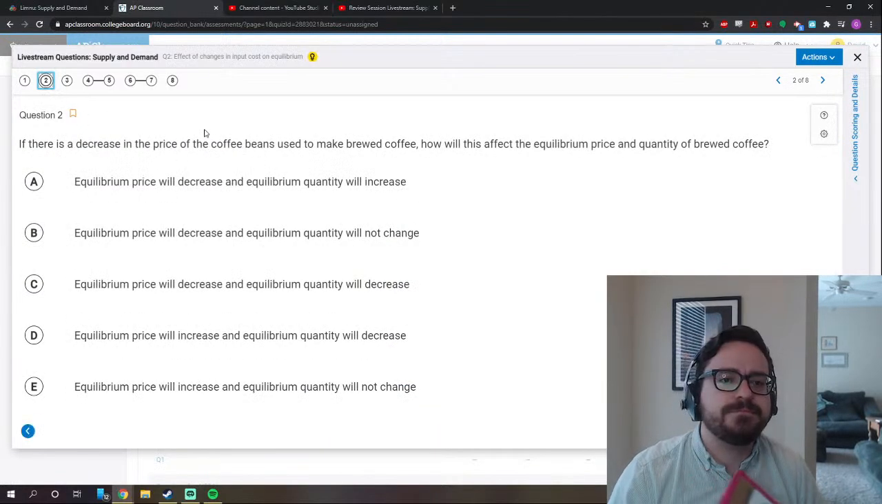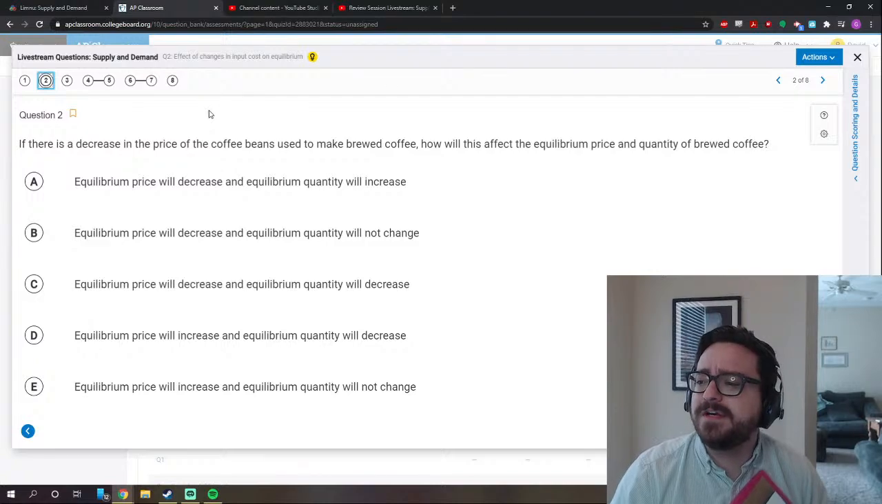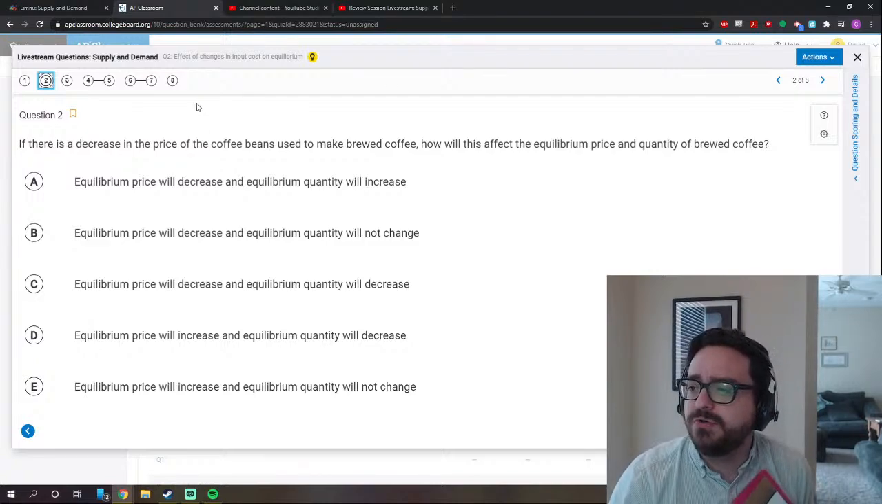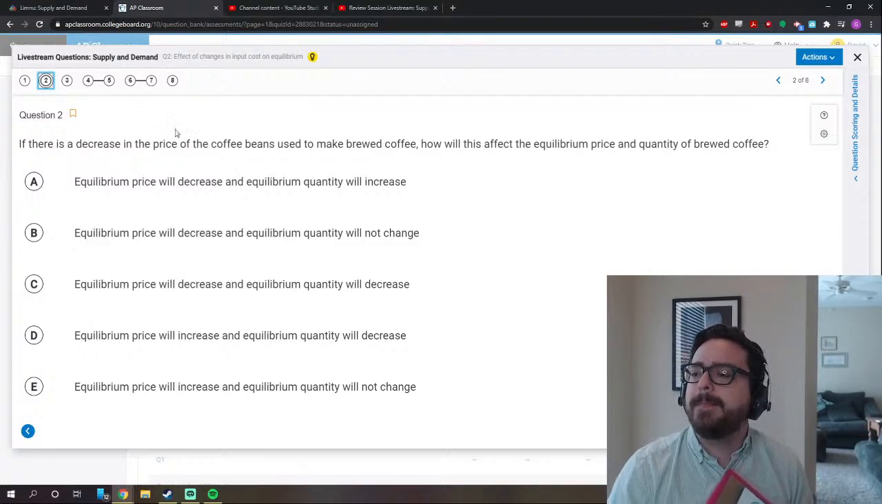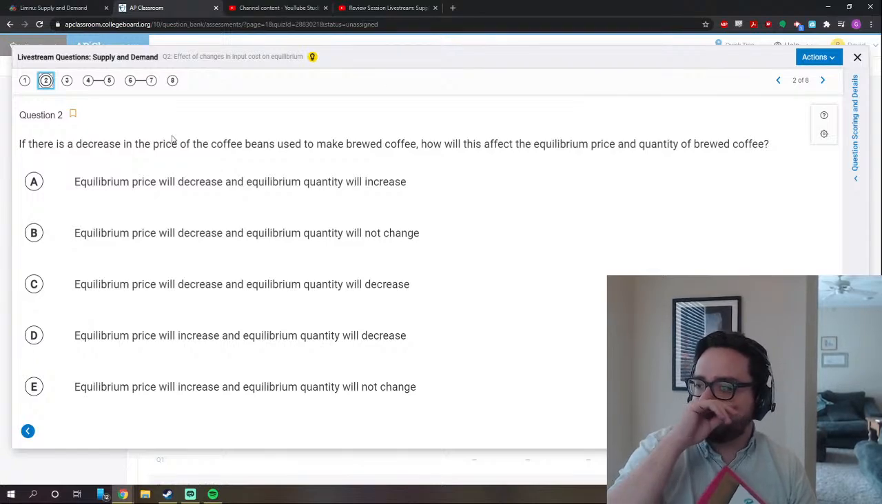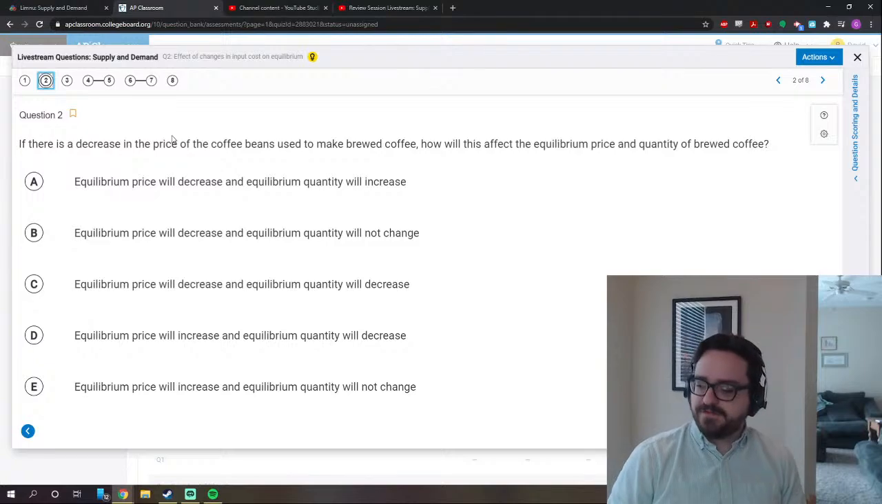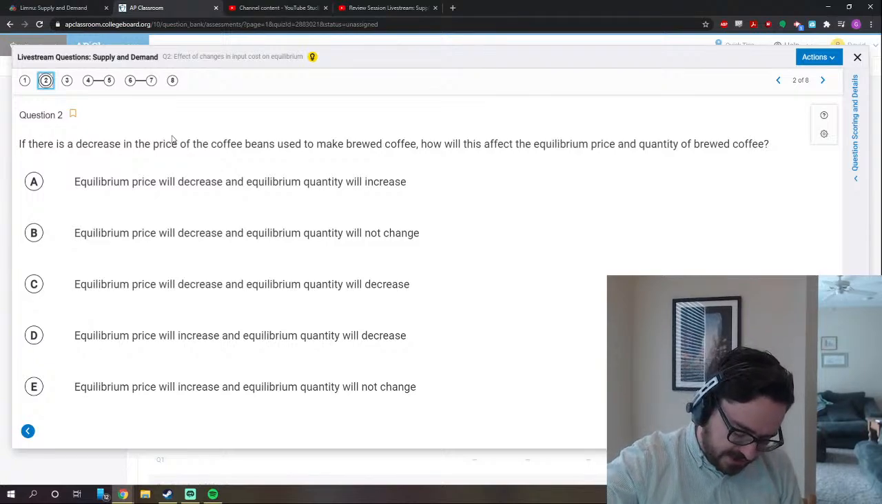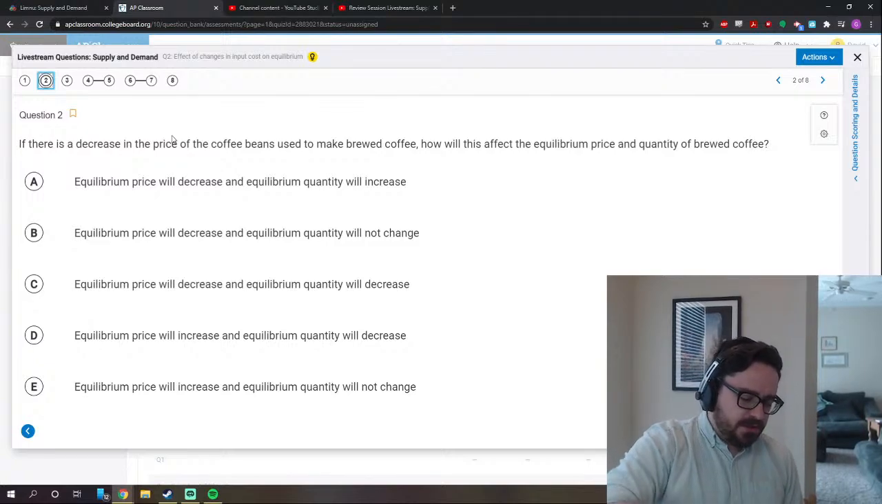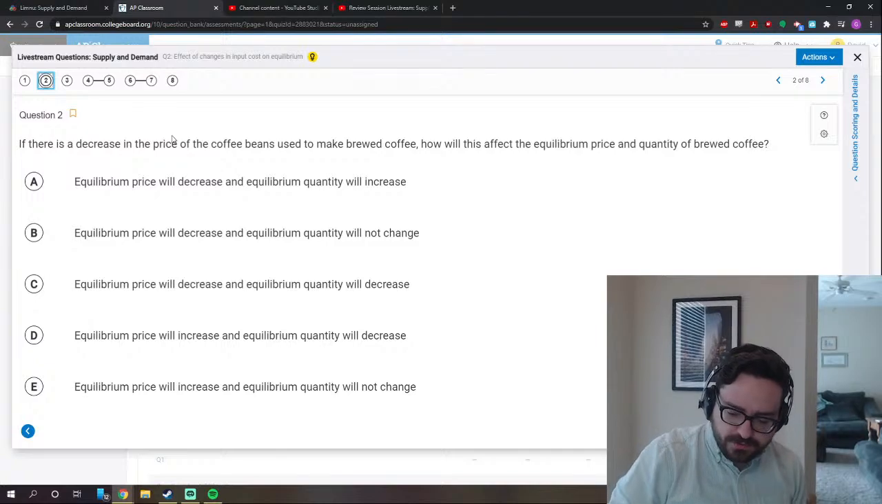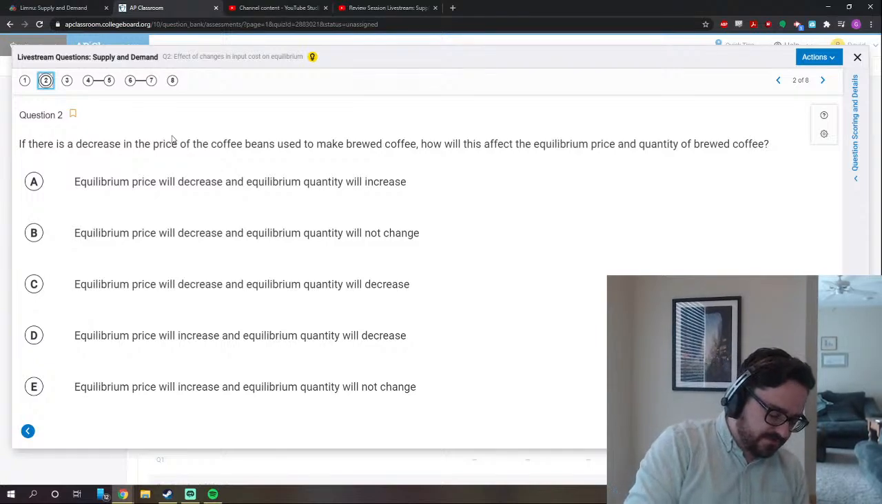All right. Number 2. If there's a decrease in the price of coffee beans used to make brewed coffee, how will this affect equilibrium price and quantity of brewed coffee? Okay, here's a question about coffee. I've got to think what happens in this market. I see they're asking about price and quantity again, so they're asking about equilibrium, but this is only one scenario, so there should only be one shift. It's a decrease in the price of coffee beans used to make brewed coffee.